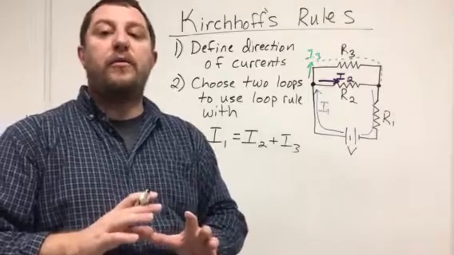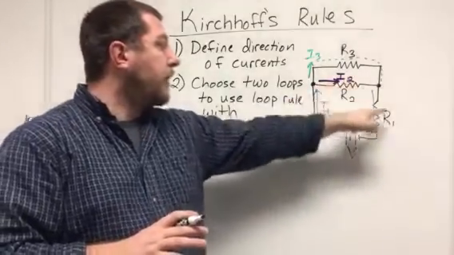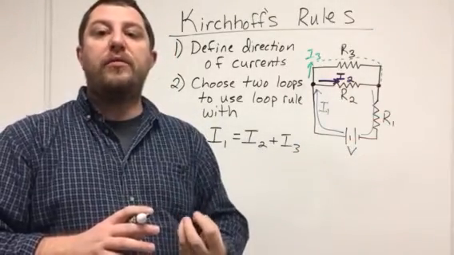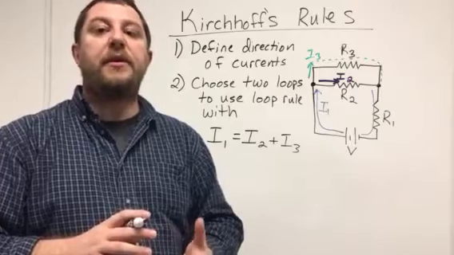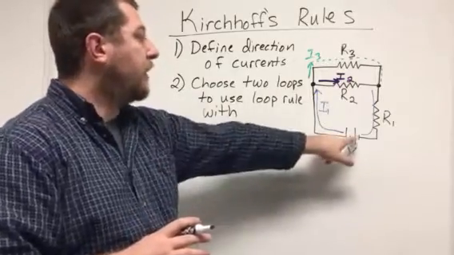So here are the rules. As I'm moving in this loop, all right, if I come to a resistor, as I'm going through the loop, if I come to that resistor and I'm traveling in the direction of the current, right?